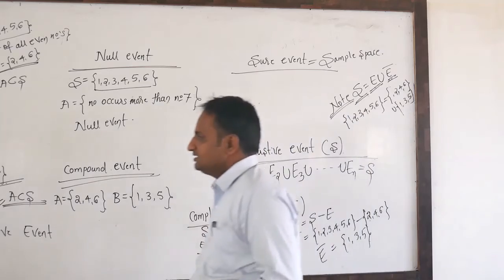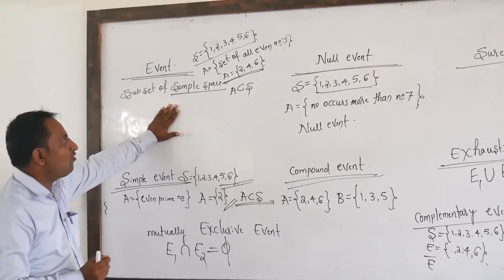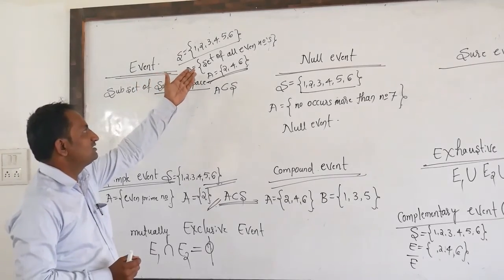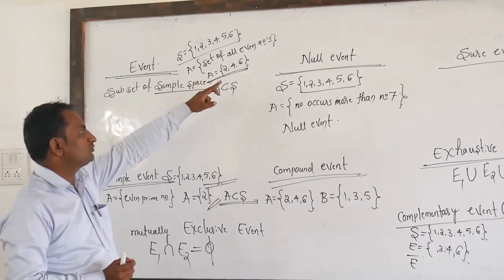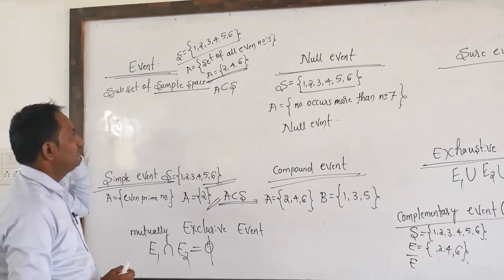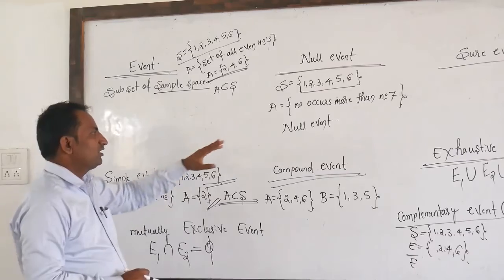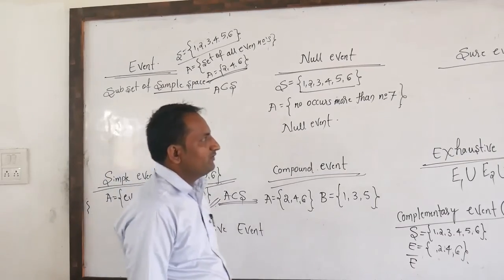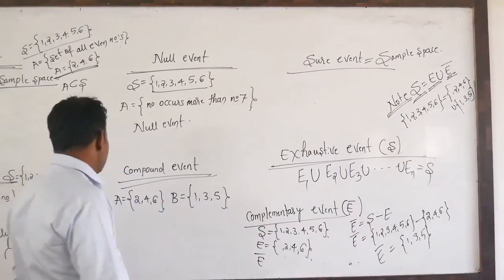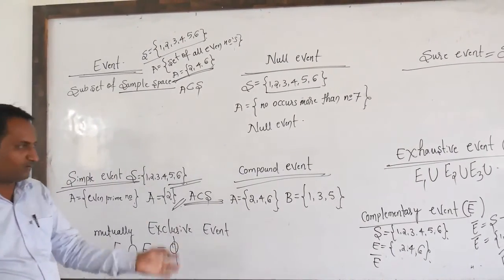Event means it is a subset of the sample space. Consider one sample space. Take the set of all even numbers, A is equal to 2, 4, 6. A is a subset of the sample space. Then definitely A is called an event. Null event: there is no term occurring in the outcomes, that's why we call it a null event. Sure event means it is equal to the sample space. Simple event means only one term occurring. Compound events have more than one term.